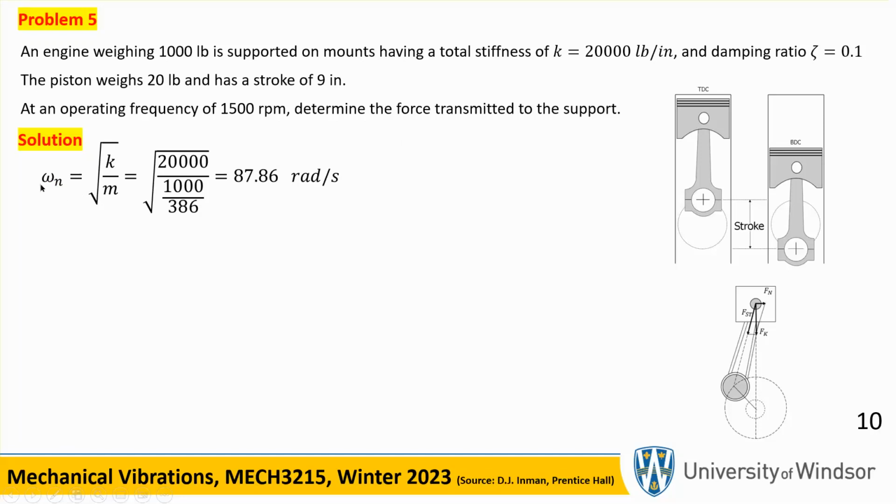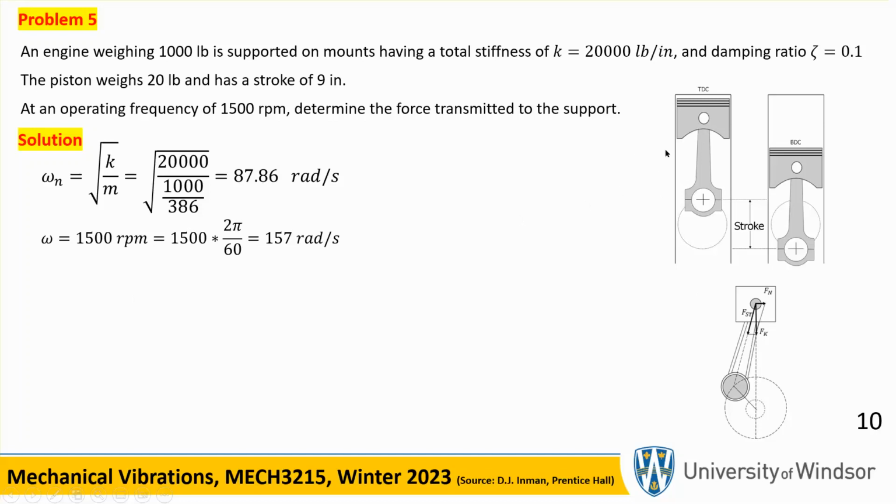So the first thing that we're going to do is find the natural frequency of the system. When I say the system has a mass of 2,000 pounds, of course, you have to convert it to slinch. You divide by 386. The stiffness of the spring is given as 20,000 pounds per inch. So this is the natural frequency of this piston system. With that configuration, the natural frequency is this.